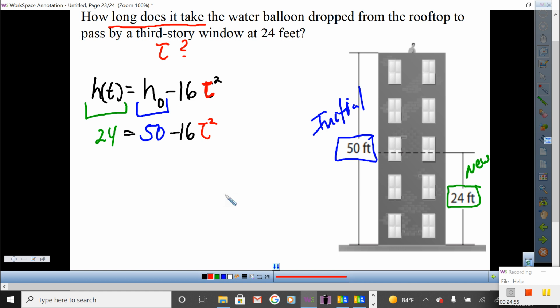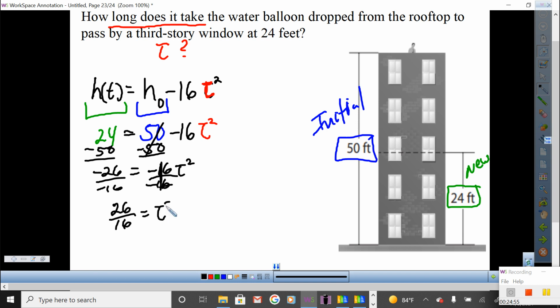So, which method do you want to use to solve this? Square roots, okay, so if we leave t squared by itself, we need to get rid of the 50 first, which is minus 50 minus 50. That leaves us with negative 26 equals negative 16t squared. What do I do next? Divide by negative 16. I'm left with 26 over 16 equals t squared.